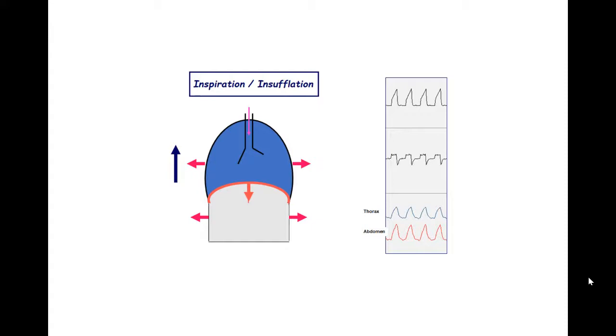In other words, and as you can see on the picture, thorax and abdomen grow at the same time with positive deflection on both belts.